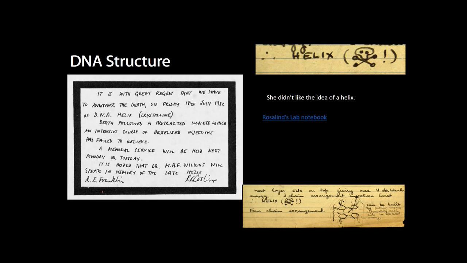It is with great regret that we have to announce the death on Friday, the 18th of July, 1952, of DNA the helix. Now, the key here is this crystalline. Okay, the crystalline would be Wilkins' form of it. So remember that she was working on the A version of DNA, and Wilkins was working on the B form of DNA, right? And she was starting to get convinced that A was a helix, but she did not think they both were.